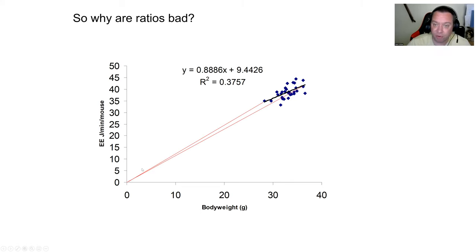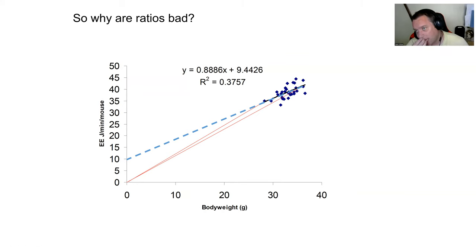And what happens when we divide our energy expenditure by our body weight is we effectively determine the slope of this line. Y divided by X gives us the slopes of these lines. And so whilst these animals are lying on the same regression slope, if we take the heaviest and the lightest, they will have different slopes. And as I've mentioned already, this is because they're not on the origin. The cut through at 0 grams body weight is not 0 joules per minute per mouse. It's in this case at around about 10.